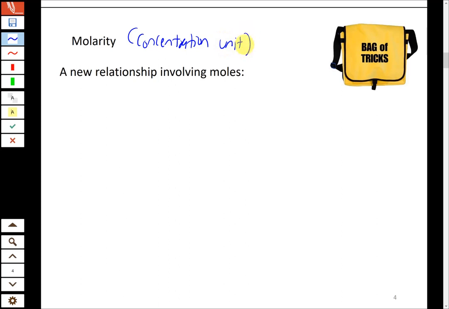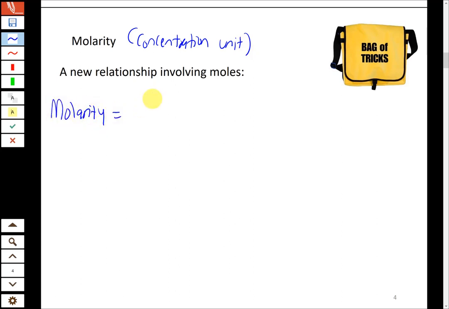And we should have some general concept of what that means. If you mix a little bit of salt with water, you can barely taste it. If you mix a whole spoonful of salt in a glass of water, it's going to taste pretty salty. So that tells you that the salt is more concentrated as you add more to the solution. So molarity is just a way of quantifying the concentration of a solution. And the way that it's defined is as follows.